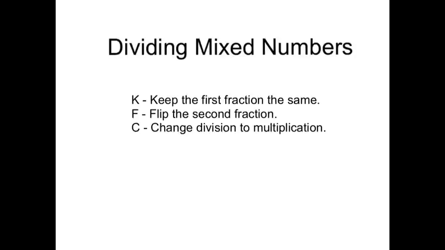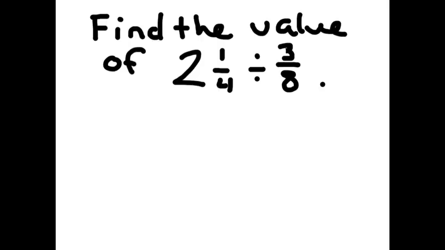Dividing mixed numbers. The steps to dividing fractions is first keep the first fraction the same, flip the second fraction by finding its reciprocal, and then change division to multiplication. So we want to find the value of 2 1/4 divided by 3/8. Well, we need to keep the first one the same, but it's not a fraction, so we need to change that mixed number to an improper fraction first.